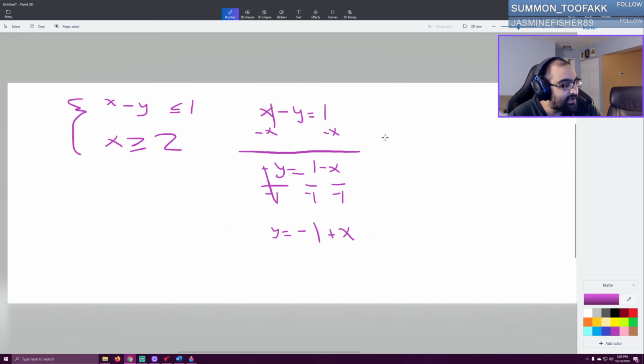So y is equal to -1 plus x. Let's go ahead and make an xy chart for that.